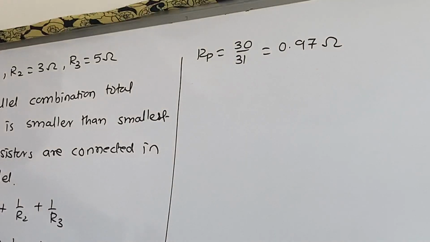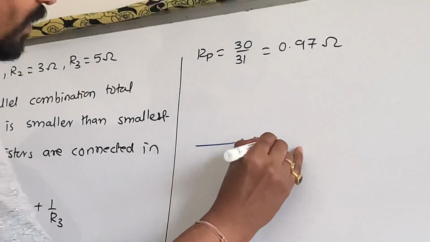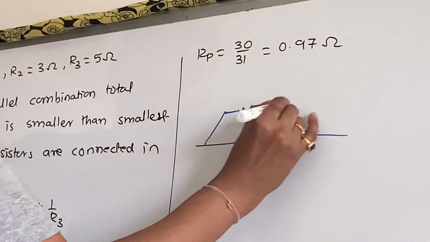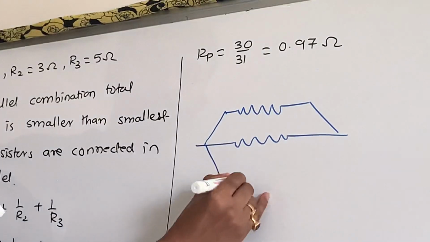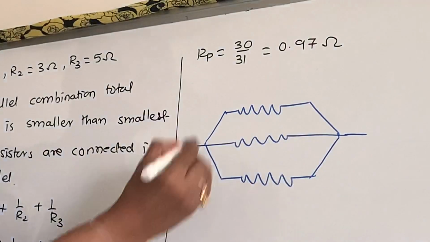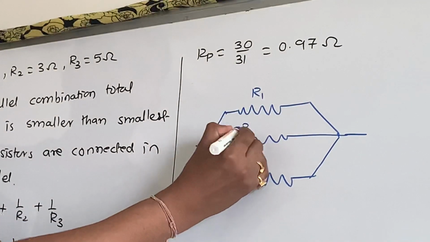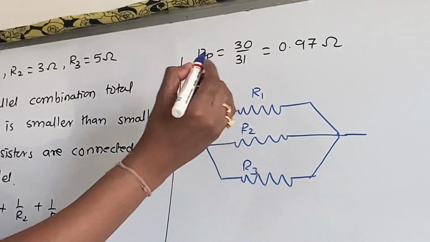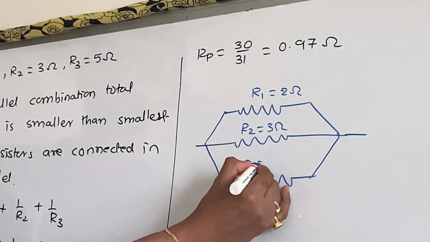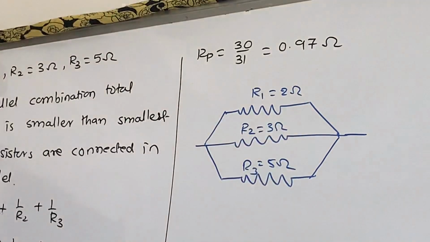Now they want a diagram for this. For the diagram, what I can do is, there are 3 resistors. This is the first, this is the second resistor, and this is the third resistor. So these are 3 resistors connected. Here it is R1, this is R2, and this is R3. It is your 2 ohm, 3 ohm, and this is your R1. They are connected in what? Parallel. Right? This is about the 8th.